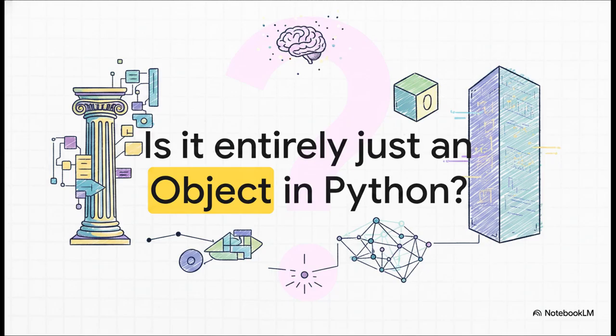Which leaves us with one lingering thought. Is the grand architecture, with all of its implied majesty, complexity, and scale, entirely just an object in Python? The next time you find yourself tangled in a complex mental model, ask yourself if you've lost sight of the most basic, foundational truth. Keep questioning the architecture around you, and we'll see you next time.